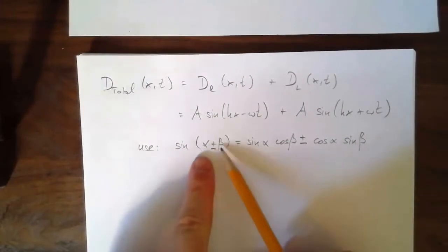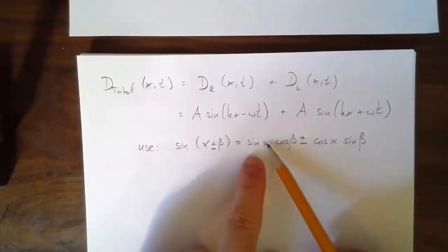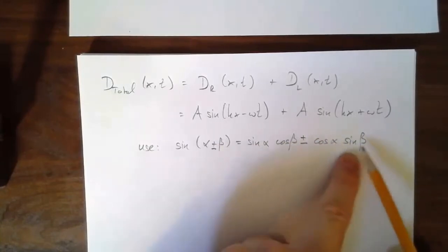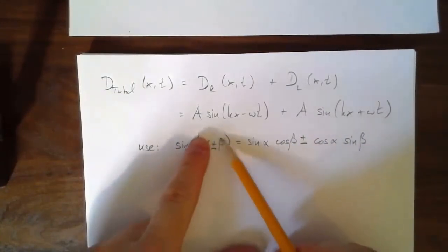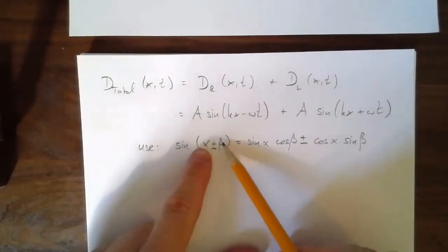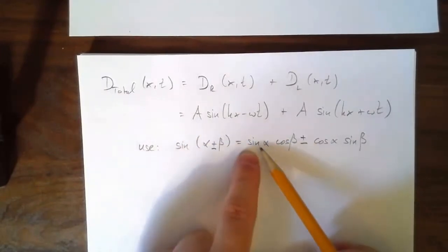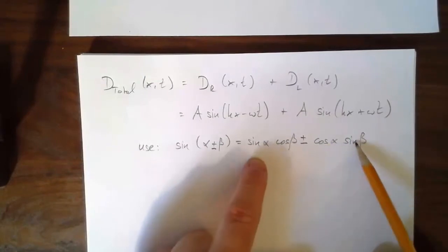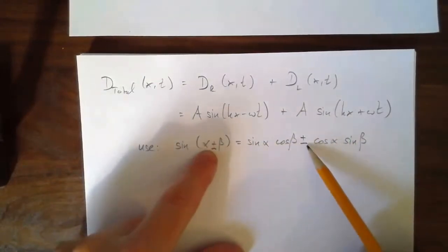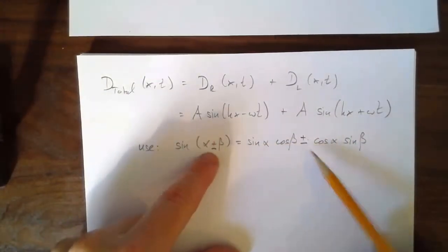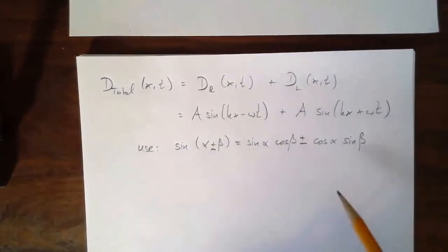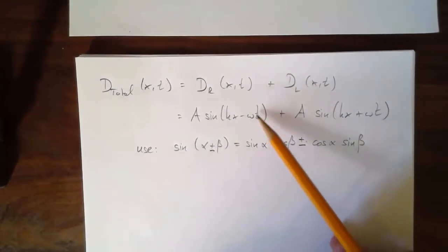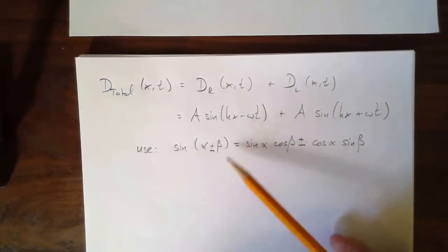It's saying pick any two angles and you add them. It's going to be sine of the first, cosine of the second, plus cosine of the first, sine of the second. Or take the sine of any two angles, alpha minus beta, well then that's equal to sine alpha cosine beta minus cosine alpha sine beta. Right, so plus with plus, minus with minus. Top with top, bottom with bottom. Okay, so we're going to use those. What are our alphas and betas? Well, our alpha is kx, our beta is omega t. Right, that is the sort of shape.